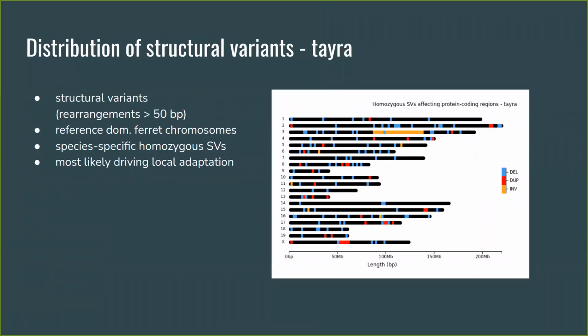When it comes to the distribution of structural variants in Thyra, here I just wanted to show you the extent of these homozygous structural variants affecting protein coding genes in Thyra. These are structural variants larger than 50 base pairs, so these are deletions, duplications, and inversions. On the y-axis are the reference domestic ferret chromosomes, on which we plotted the variants that we found in the Thyra genome. We suspect these homozygous structural variants are the usual suspects when it comes to local adaptation and speciation, and we conclude that they are most likely drivers of local adaptation in our model species as well.